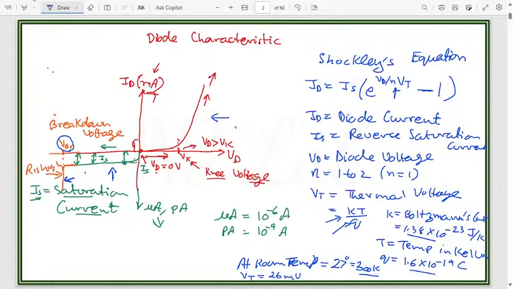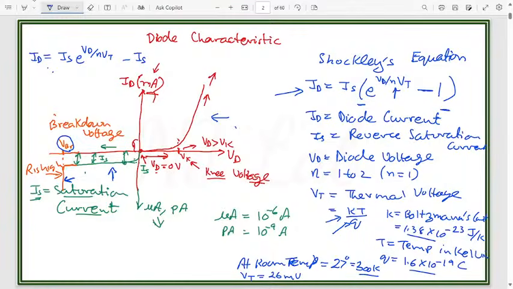Now, if we again come to this particular equation, we can open the bracket, and if you open the bracket, this equation becomes ID equals IS e raised to VD upon eta VT, minus IS. Okay, so I simply opened this bracket, so IS is taken inside.